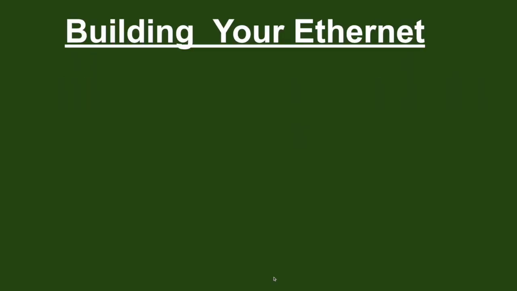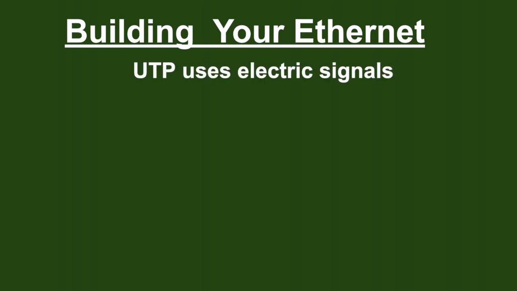Since we have already learned enough about Ethernet, let's start building your Ethernet. And in this video, we are going to build the Ethernet using the unshielded twisted pair cable. So there are two parts to it for the UTP, right? We were told that unshielded twisted pair is going to use copper, and copper is going to use electrical signals to transmit the data. So for any electrical signal, one of the first things that it needs is a circuit.